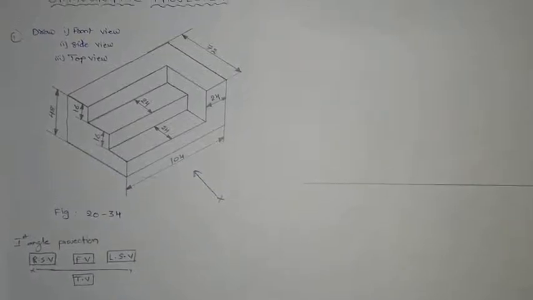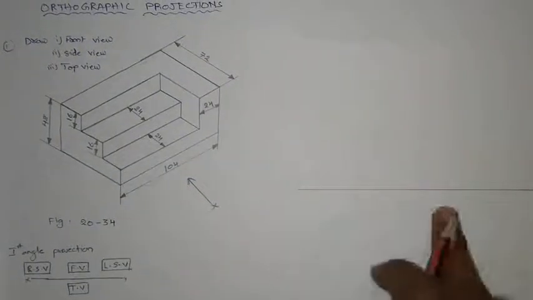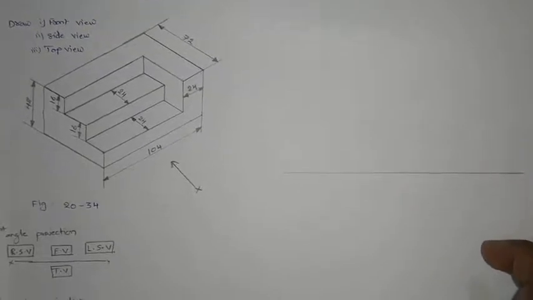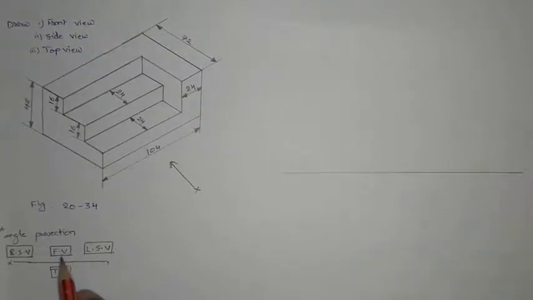Okay, now this is the reference line I have drawn here, and I'm going to draw with the help of first angle projection. So in first angle projection, the front view will be above, the top view is below, and this is the right side view and this is the left side view.